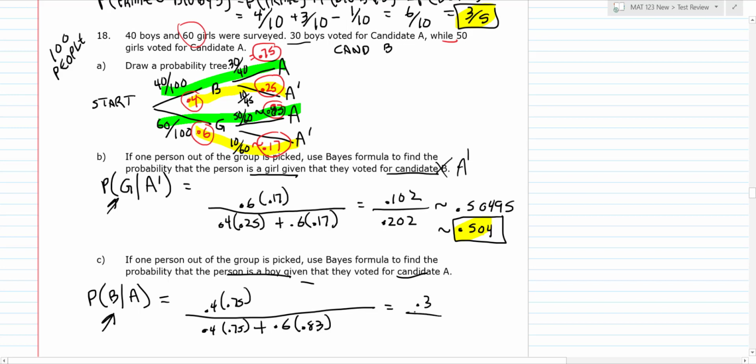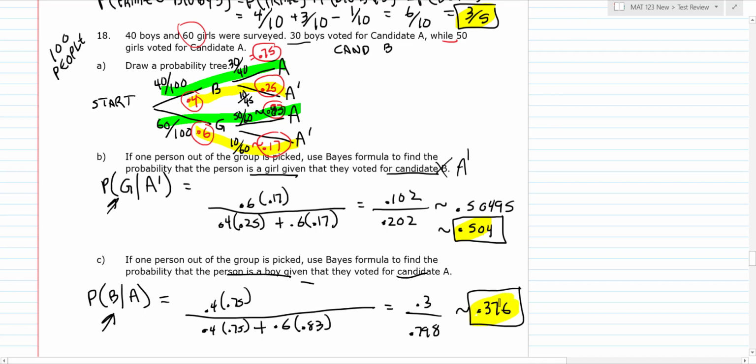The denominator, 0.4 times 0.75 plus 0.6 times 0.83, is going to give 0.798. Then take your calculator, we'll round to 3 decimals. 0.3 divided by 0.798 is going to give about 0.7376. Okay, so that's how you do that.